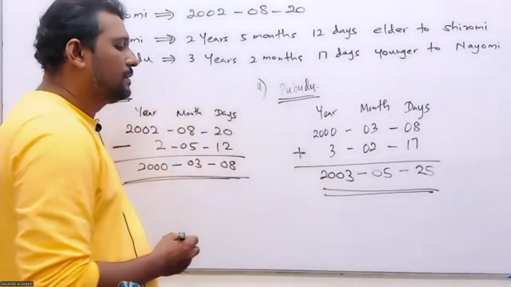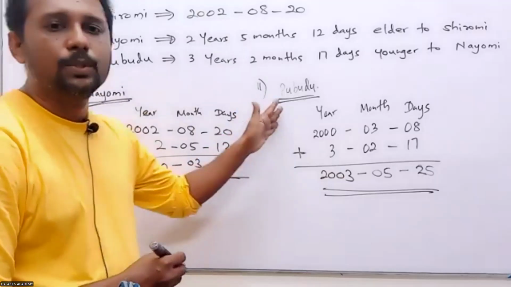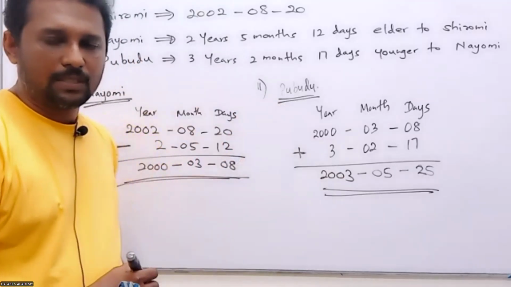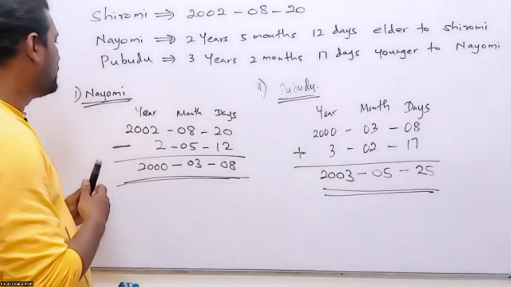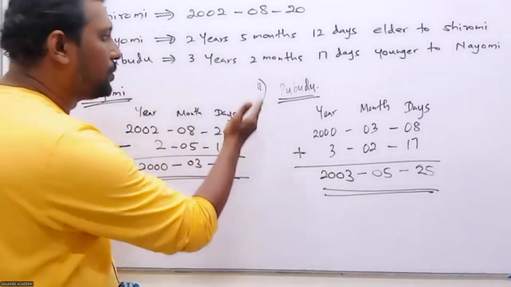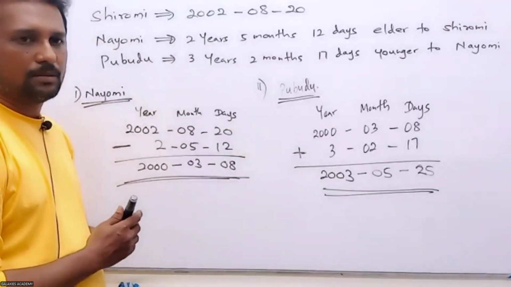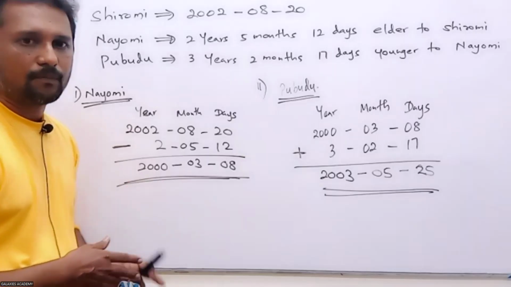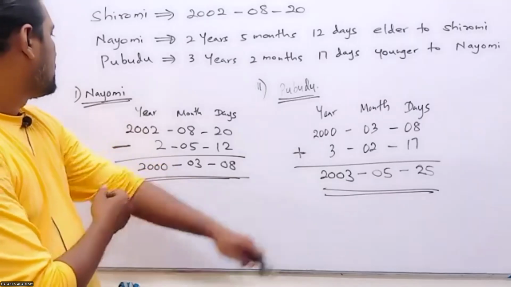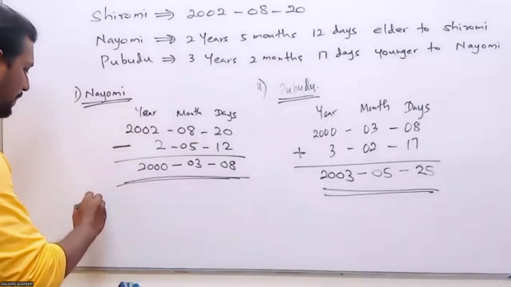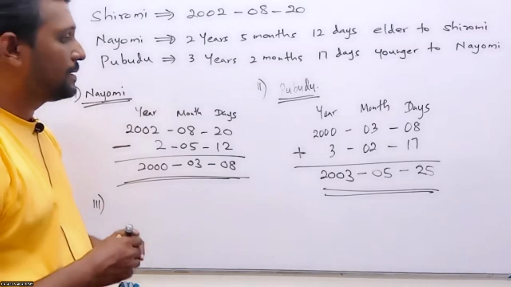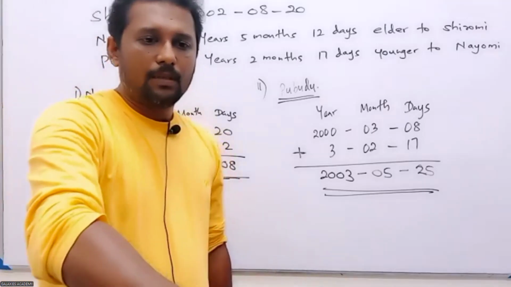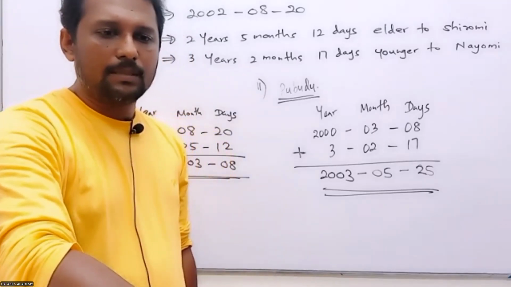This is the birthday of Pubudu, right? Now I found Naomi's and Pubudu's date of birth. Both persons' birthdays I found. Right. Then the third part is given. What is the third part?